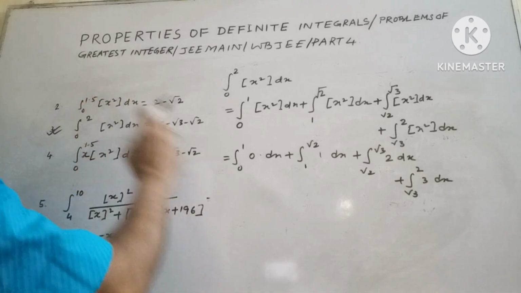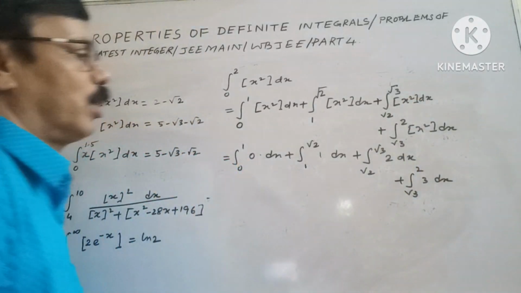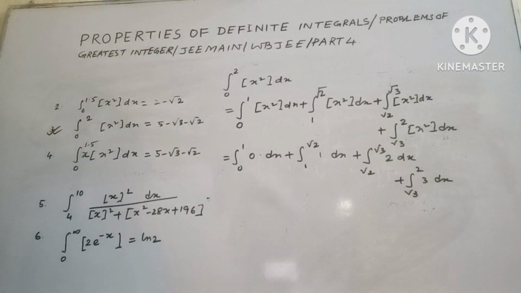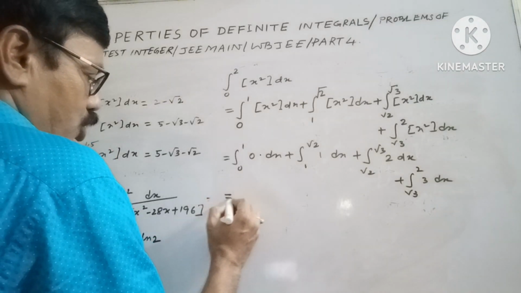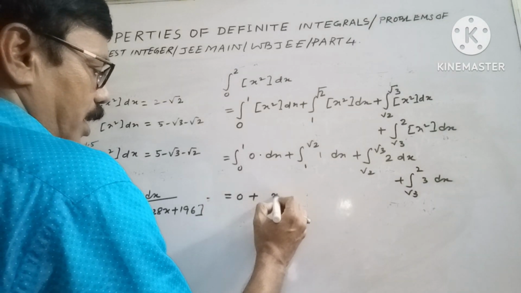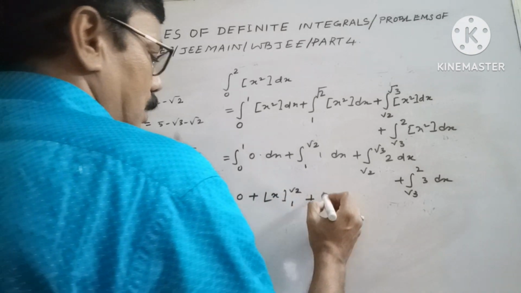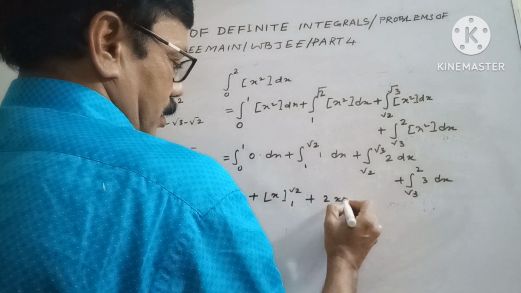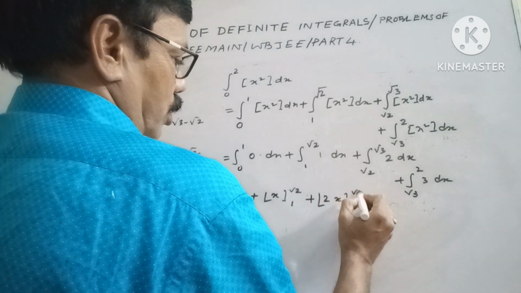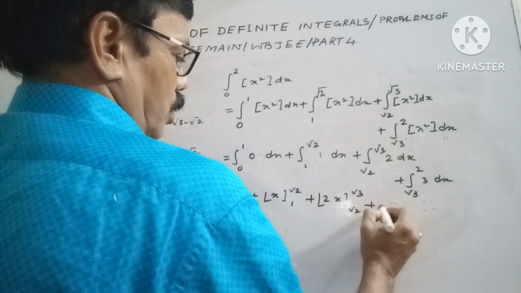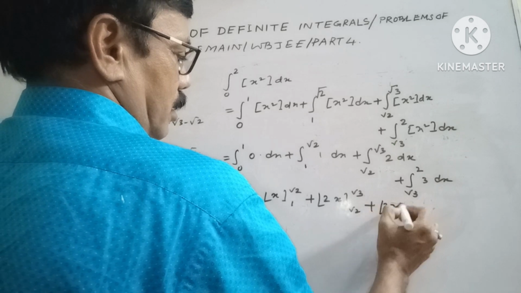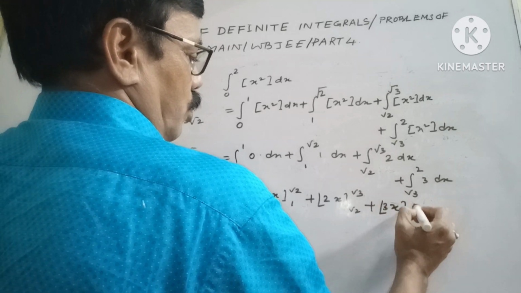In the earlier problem, last one is root 2 to 1.5. Now, first one is 0. Second one is x, root 2. This is 2x. Root 3 to root 2, this is 3x. Root 3 to 2.